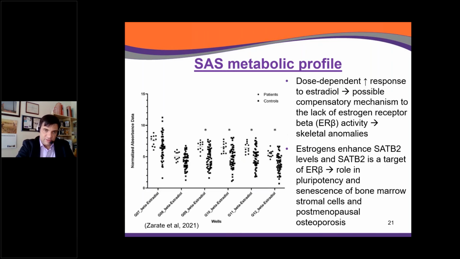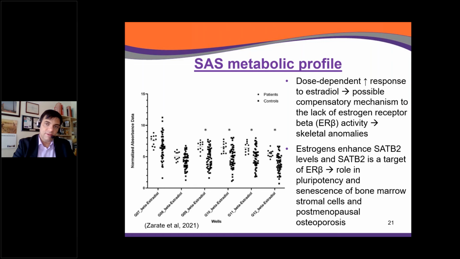Another interesting feature that we detected was related to the beta estradiol hormone. As you can see here from the graphic, the asterisks are related to the last 4 wells of the series. There are in fact 6 wells containing beta estradiol on one plate, and the differences are dose dependent because the 6 wells have increasing concentration of estradiol. So it is interesting to notice that with increased concentration, there is an increased response in terms of NADH production.